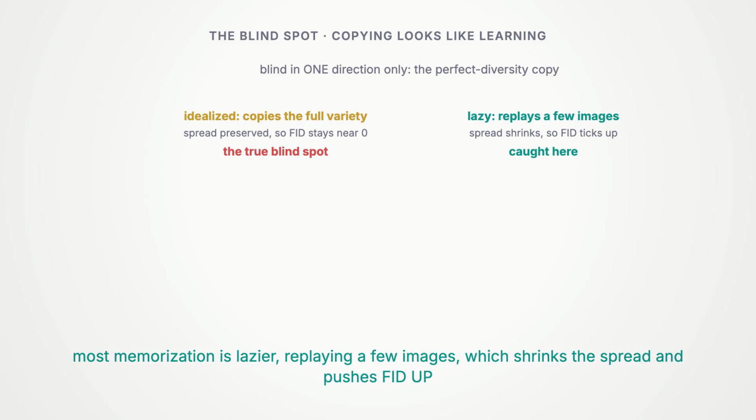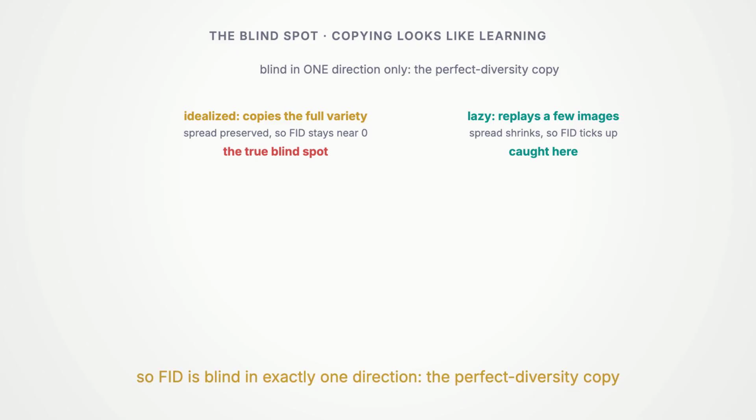So FID is not totally blind to memorization. It is blind in exactly one direction, the perfect diversity copy, where a thief who steals everything evenly looks identical to an honest model. Catching that needs a different dedicated test, one that hunts for near duplicates of training images. And this is not the only crack.